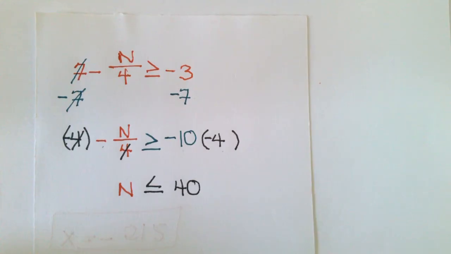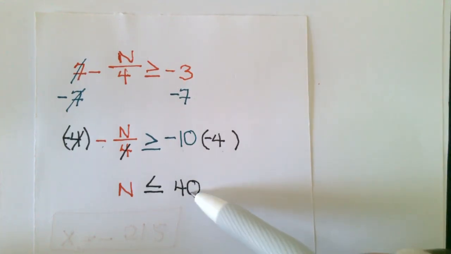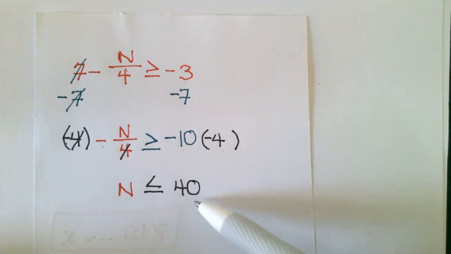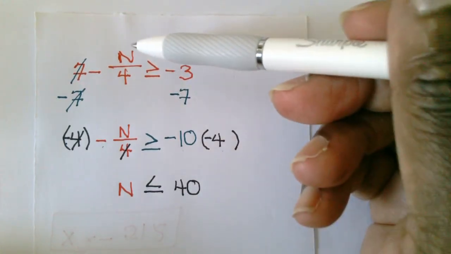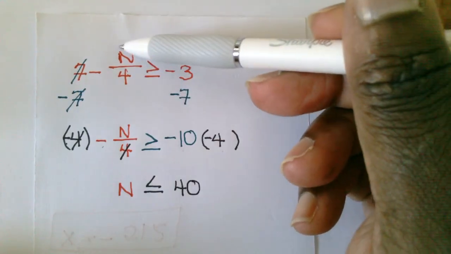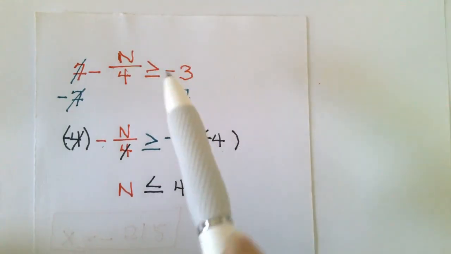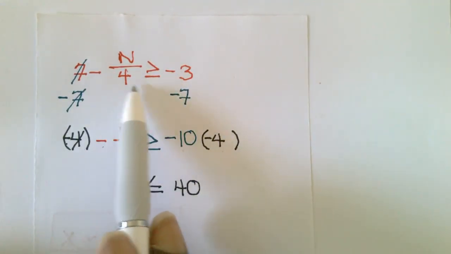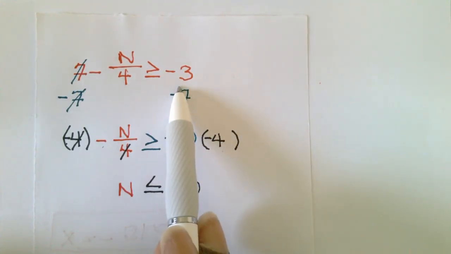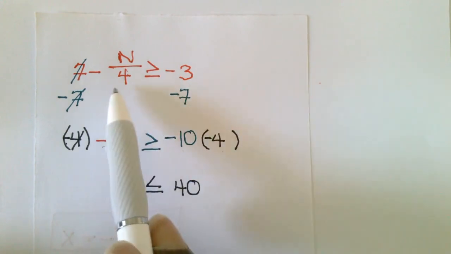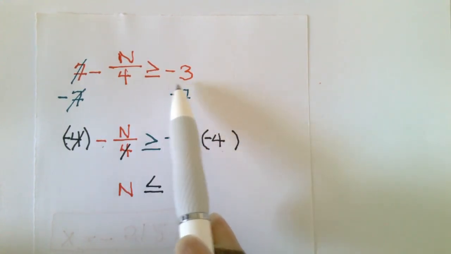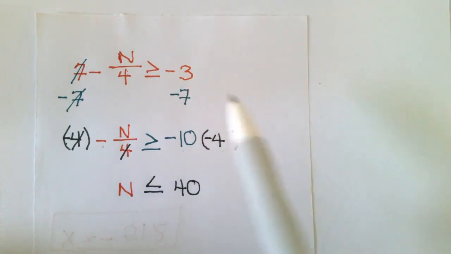If you want to try it out, we can. The easiest number that's going to be less than or equal to 40 is 0. So 0 divided by 4 will give me 0. And 0 is neither positive or negative. So that means what's left on the left-hand side is going to be a 7, and what's left on the right-hand side is a negative 3. Is 7 greater than or equal to negative 3? Yes, it is.